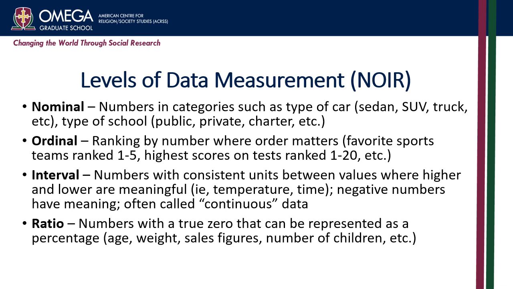So there is a true zero for age. That's before you are born until your present age. There's a true zero for weight. There are true zeros for sales figures. Either you had sales or you didn't, and then you could have hundreds of thousands or millions of dollars of sales, or you could have 0 sales, and you could have 0 children or 5 children, for example.